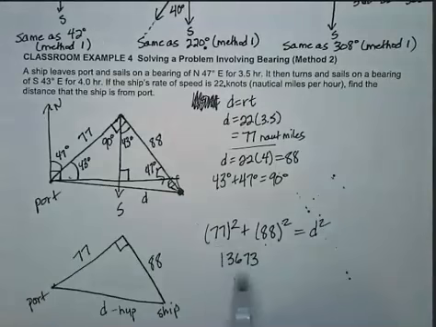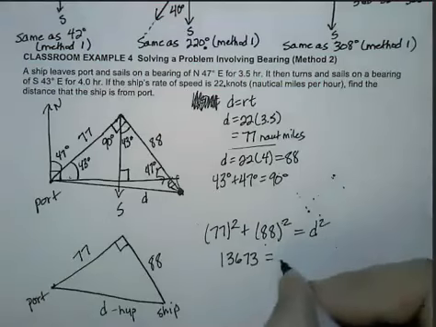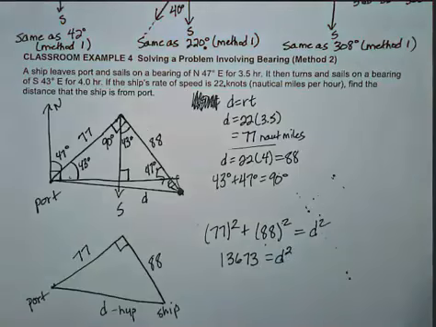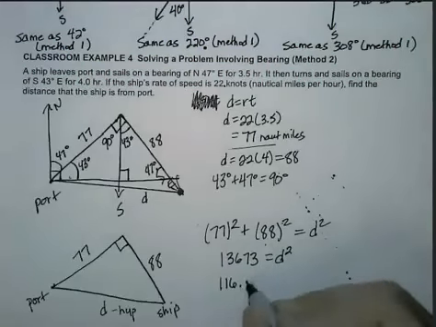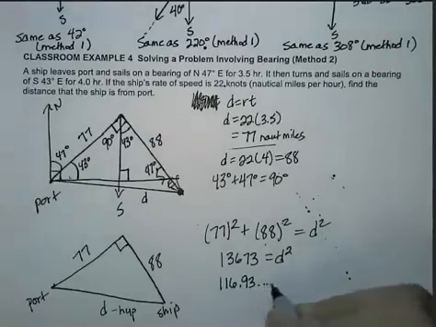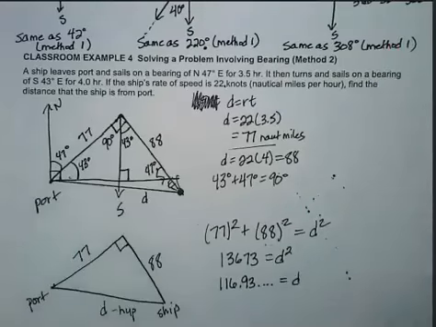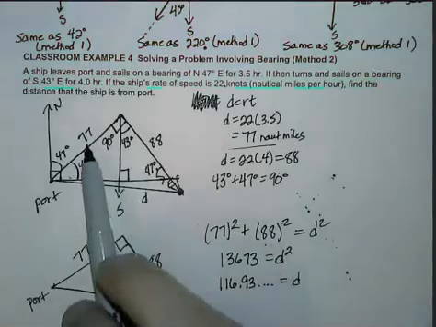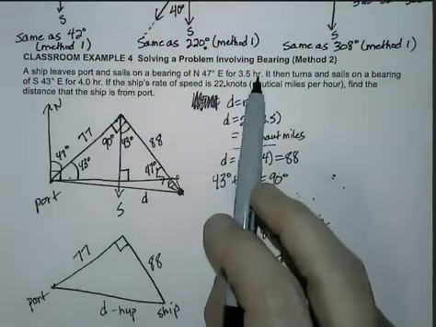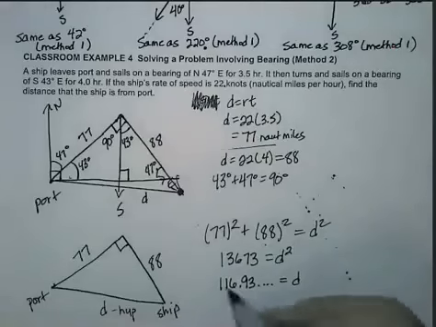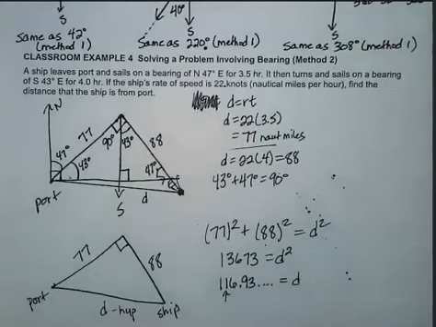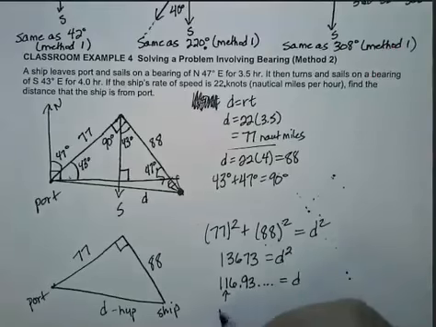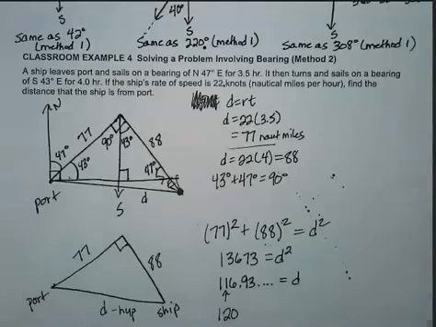If I do this on my calculator for this side, I get 13,673. Then I'm going to take the square root of that to get my answer for d. This gives me 116.93, and there's some more digits there. Now I'm going to go back and look at how many significant digits I have. All of the numbers that I have in here are 2 significant digits. So I'm going to round this to 2 significant digits, which means I'm rounding it to the tens place. That would give me 120 for my answer. So the ship is 120 miles or nautical miles from port.